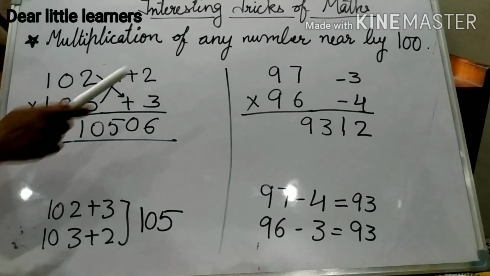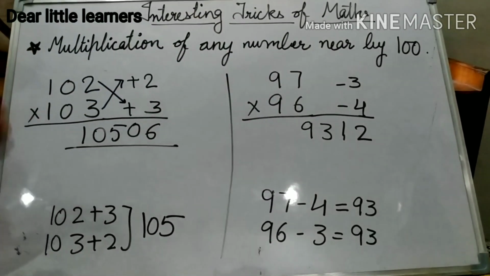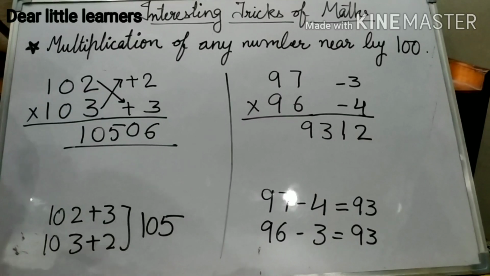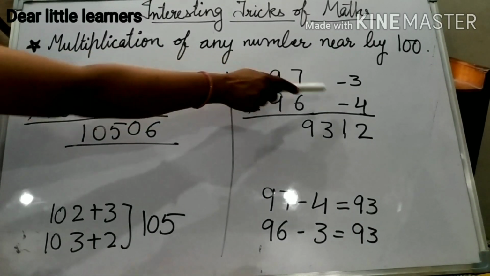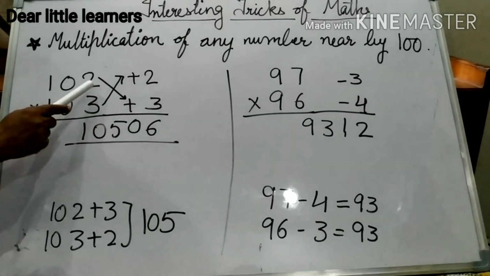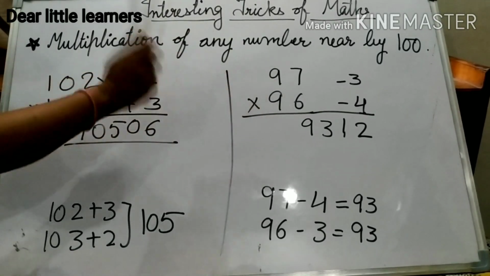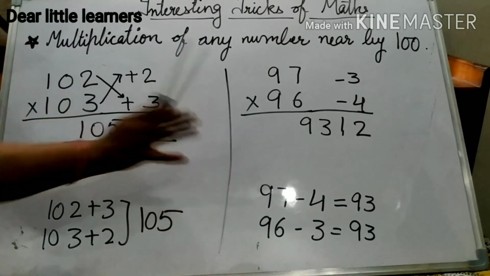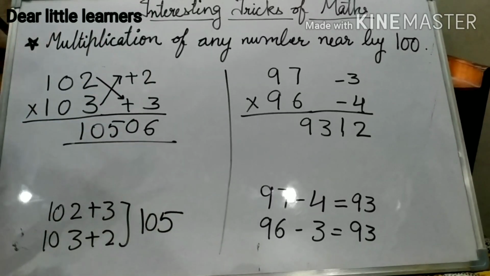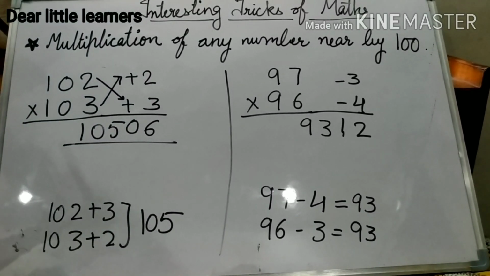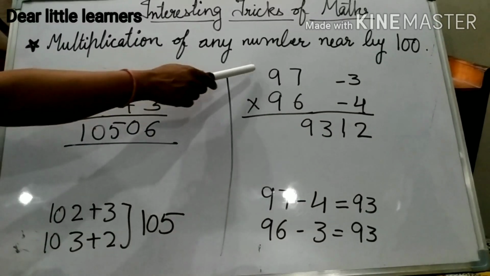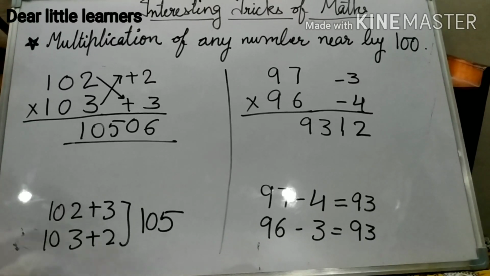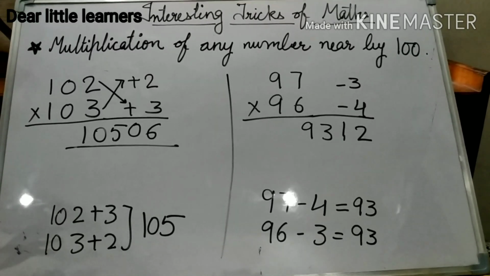Okay children, so minus 3 and minus 4, if we multiply, we will get 12. And we have to write the number in 2 digits, so we have written 12. Now here we have to subtract. Before we added because the numbers were greater than 100, but this is less than 100, so here we have to subtract. If we subtract 4 from 97, we get 93, or 3 from 96, we get 93. In both cases we get the same 93. This 93 we write here, and this is the multiplication of 97 by 96. So children, you can see that very simply we can find out the multiplication of any numbers which are nearby 100.